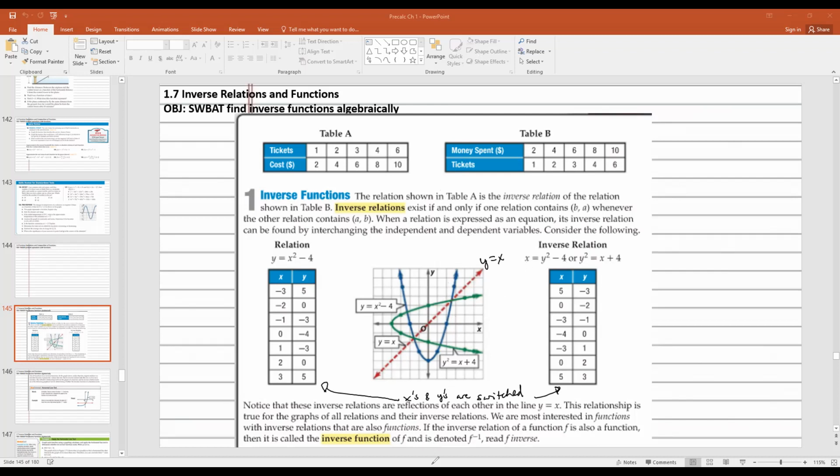And if the inverse relation of a function f is also a function, then it is called the inverse function of f and is denoted by f to the -1, or the inverse of f, the inverse of f of x. All right, let's put that in the notes.